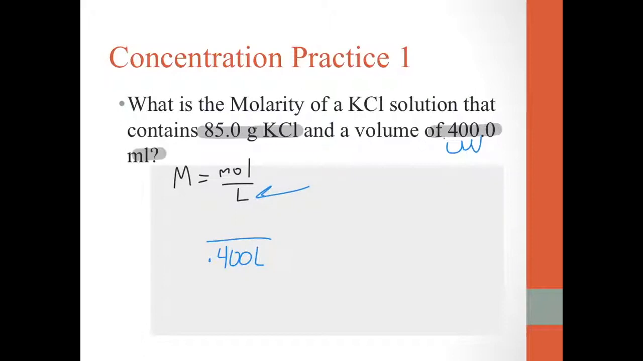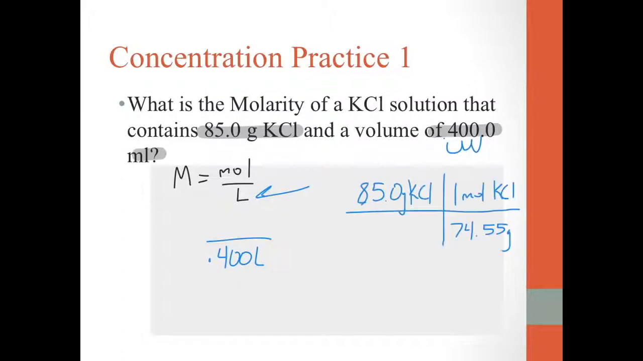And now I can find moles by using the molar mass of KCl and converting from grams to moles. Remember, anytime you have grams and you want to convert to moles, you just divide by the molar mass. So I set up a quick molar mass conversion and take 85 divided by 74.55 and I get 1.14 moles. Now I can stick that on top, and now I just simply divide these two numbers and I'll get the molarity of the solution. And when I do that, I get 2.85 molar.